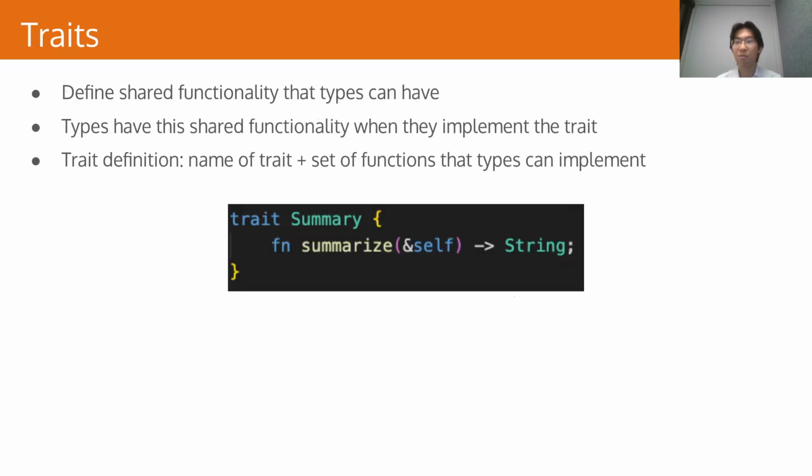So maybe a more formal example of how traits function is that they define shared functionality that certain types have. And they have this functionality when they implement the trait. So, for example, here we have a Summary trait, and any type that implements the Summary trait must also implement all these functions, and in that case, it's just the summarize function.